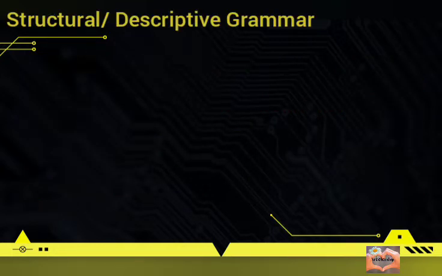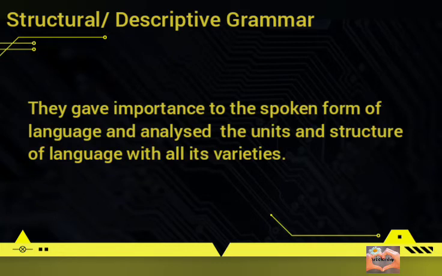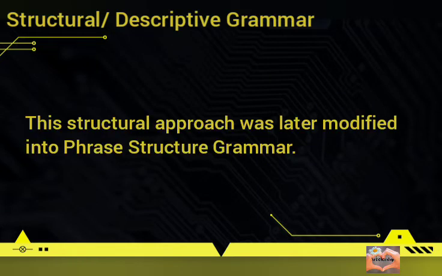And this led to the development of structural or descriptive grammar, which was chiefly associated with the name of American linguist Leonard Bloomfield and his followers. They opposed semantic criteria and concentrated on formal criteria. They gave importance to the spoken form of language and analyzed the units and structure of language with all its varieties. And this structural approach was later modified into phrase structure grammar.